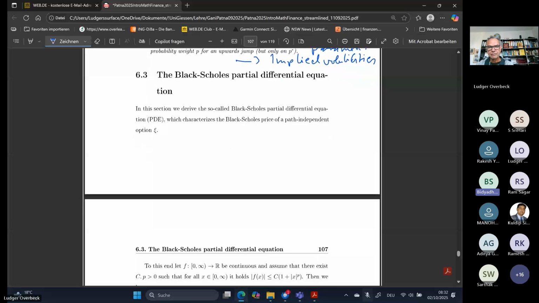Sir, is there any difference between volatility and implied volatility? There's a difference between volatility and implied volatility. Yeah, I will explain it. Implied volatility is a volatility such that if you put this value in the Black-Scholes formula, you get the option price. You observe the option price in the market.